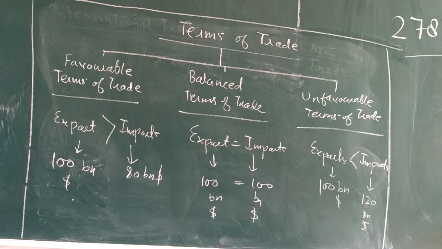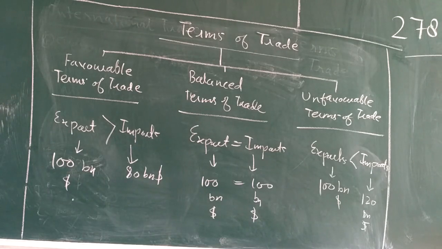Next is balanced terms of trade. In balanced terms of trade, for a particular country, exports are almost equal to imports. Suppose exports come to $100 billion and imports come to $100 billion. So exports and imports become equal here. Here the terms of trade you can say is balanced terms of trade, because exports and imports are equal. A no profit, no loss kind of condition is there.